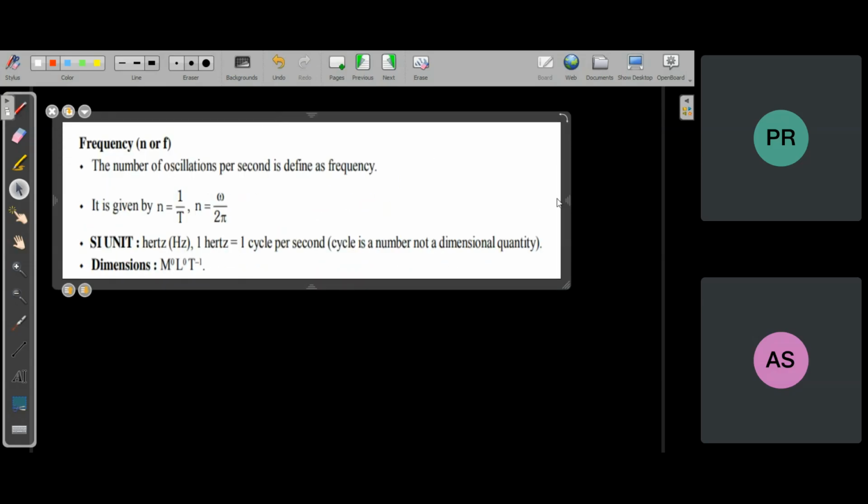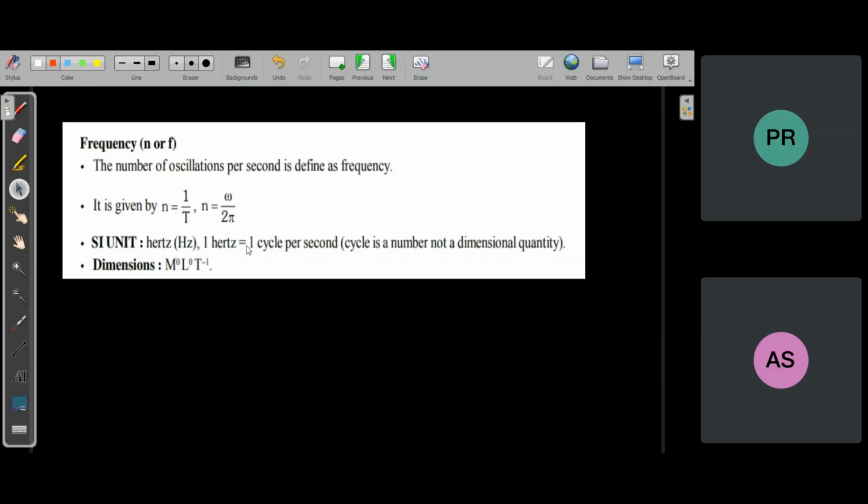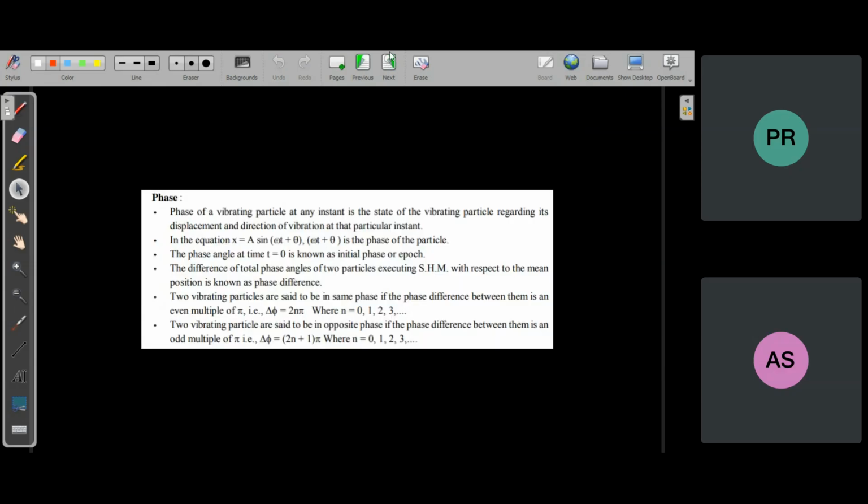Now, frequency is reciprocal of the time period. That's it. These are the units. You already know these things.